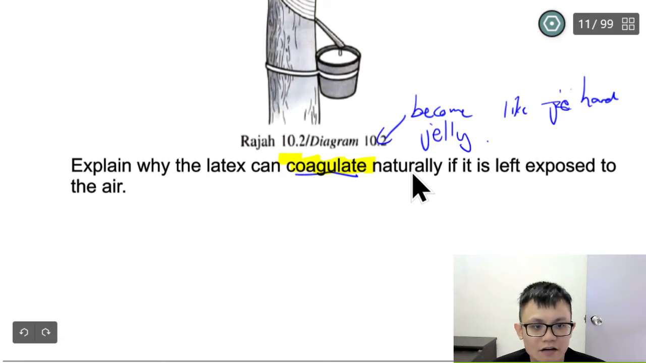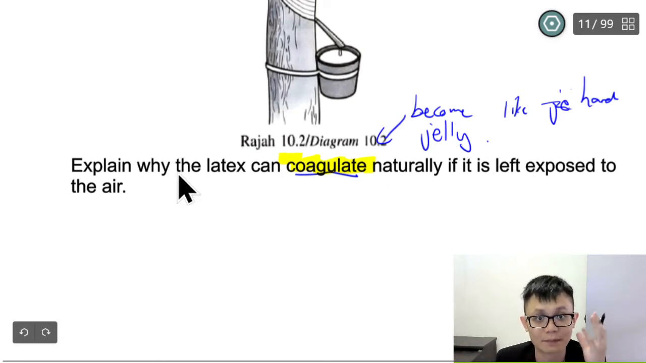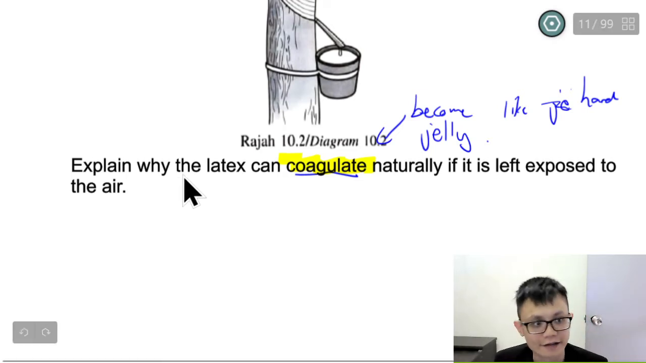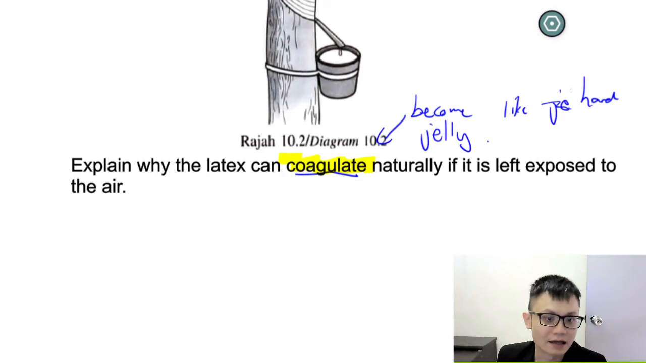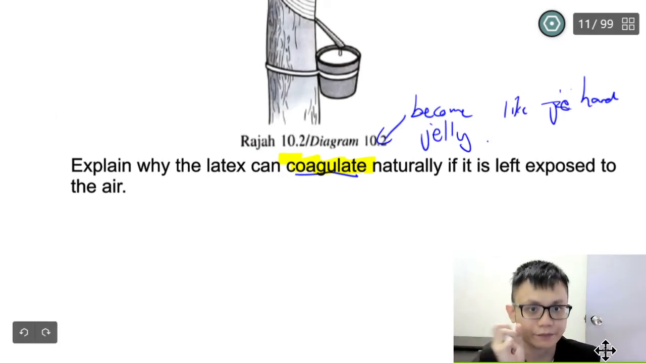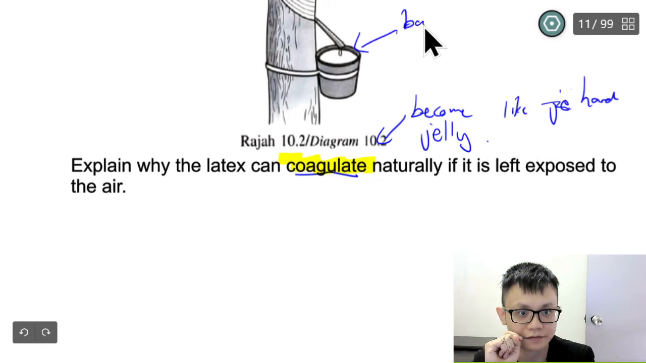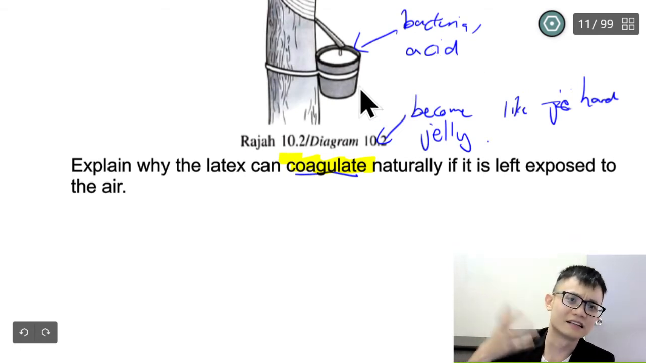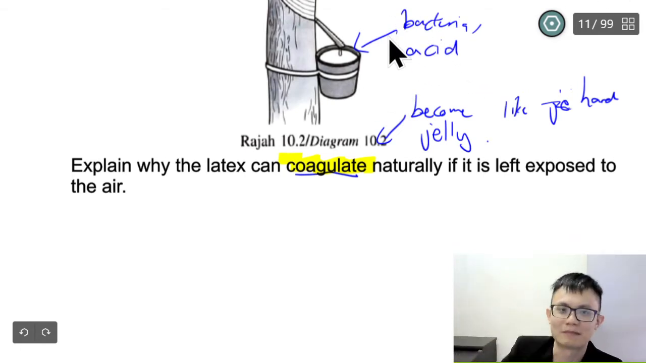So, explain why latex coagulates, or jelly, when exposed to the air. I don't want to say jelly, why does it coagulate? For this answer, there are keywords. Why does it coagulate? Because after you leave it, you need to write two keywords. The first keyword is bacteria. The second keyword is acid. As long as the teacher sees these two words, they will just give the mark.